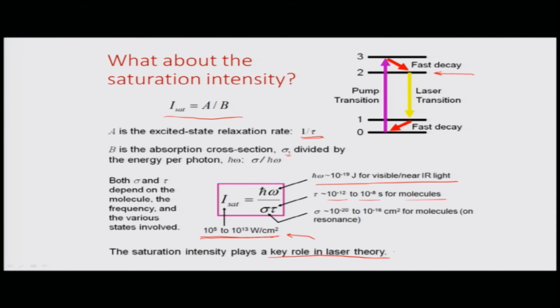So, for a laser under the very conducive condition, which is a 4 level system, you still have quite a bit of saturation intensity, which is in the range of 10 to the power 5 to about 10 to the power 13 watts per square centimeter. If you look for a similar number for a 3 level system, this number turns out to be much larger, but still it is doable.